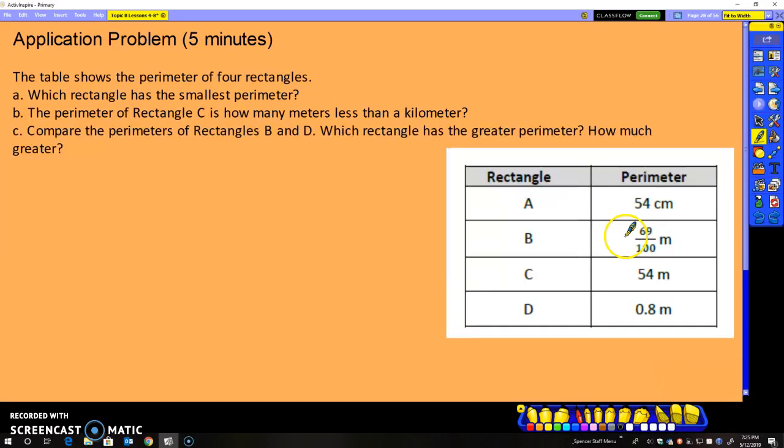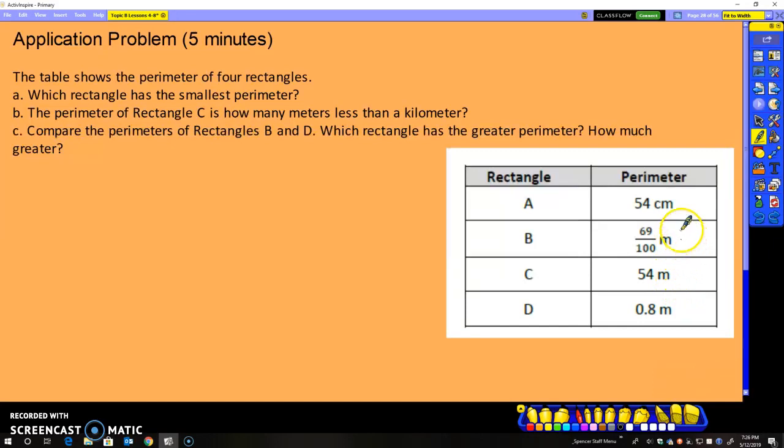Alright, question A. Which rectangle has the smallest perimeter? Well, like I said, we're going to have to do some analyzing here. So let's go through and see if there's any conversions we can make. Rectangle A has a perimeter of 54 centimeters. Centimeters seem pretty user-friendly here, so maybe we should convert everything to centimeters, and that will help us.